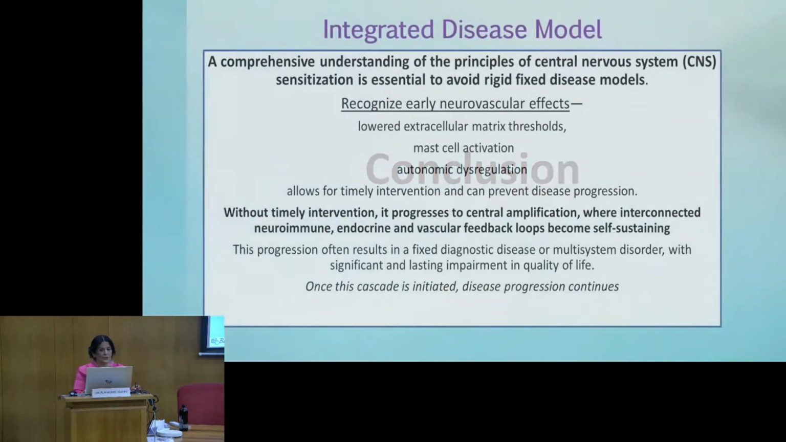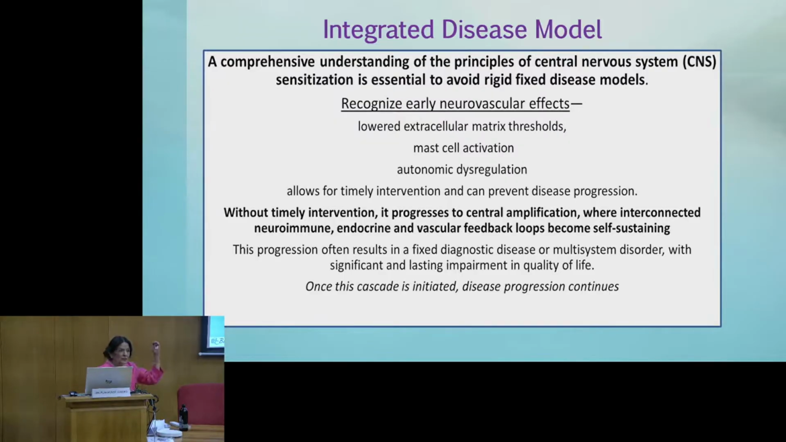So in conclusion, a comprehensive understanding of the principles of central nervous system sensitization is essential to avoid rigid, fixed disease. As I explained in the model of adaptation, it is reversible even when there is a phase B, but it becomes much more irreversible when you go into phase D of maladaptation.